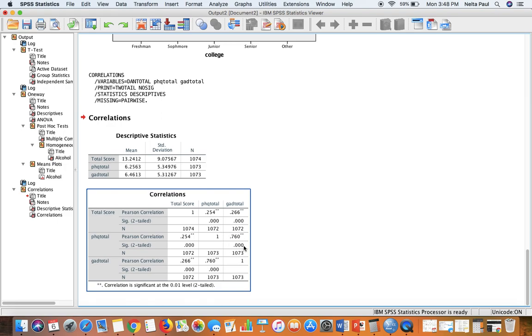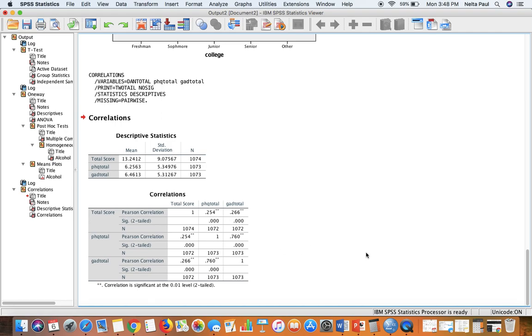So look, we know that substance use is linked to anxiety and depression, but the strongest correlation that we have out of the whole mix is anxiety related to depression. So as anxiety scores increase, so do depression scores and vice versa. All right, so that's a correlation.